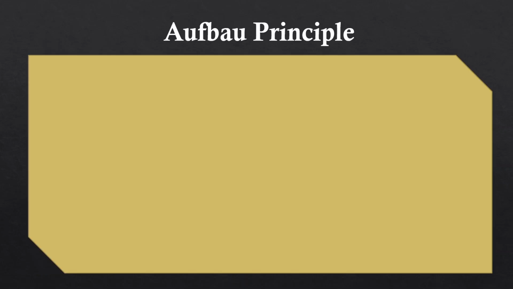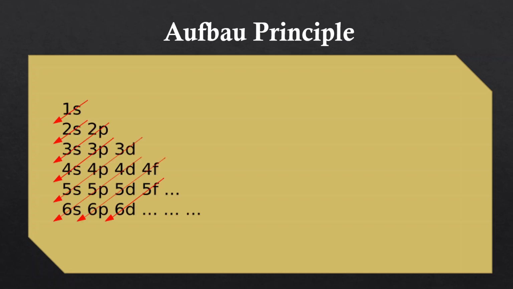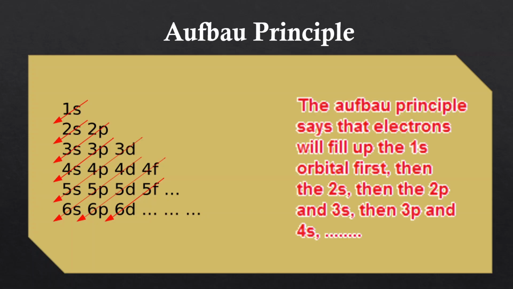It's the Aufbau principle which we are going to follow, in which we fill the electrons into the subshells, basically s, p, d, and f. The Aufbau principle says that electrons will fill the first s orbital first, then the second s, then 2p, then 3s, then 3p, and 4s, like this: 1s, 2s, 2p, 3s, 3p, 4s, 3d, 4p, 5s. It flows like this. So we fill electrons in the first s first, and if we have remaining electrons, we fill 2s, then 2p, 3s.